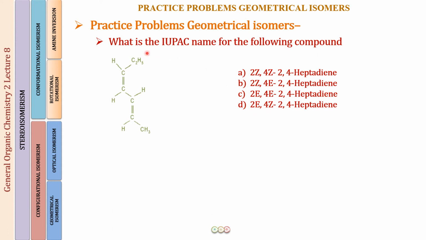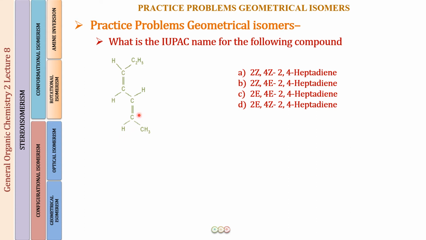So what is this structure that is given to us? I hope you all remember the EZ system of nomenclature that we did in lecture number 1 of geometrical isomerism. So here, what are you going to do? You're going to see which is the group of priority around the double bond. So we will start with this as carbon number 1, carbon number 2, 3, 4, 5, 6 and 7.